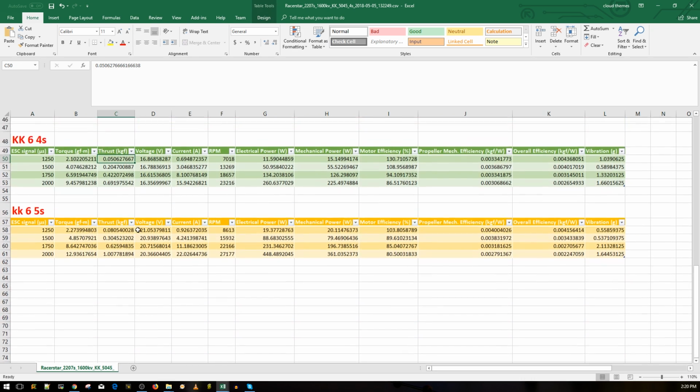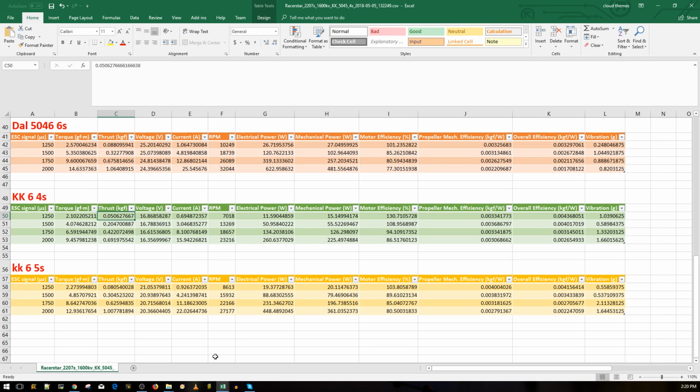And now the 6-inch propellers, and this is on a 4S. I don't know where the 6S lipo test went, but I'll find it, or I'll just redo it when we do the shootout. If we take a look here on a 4S, we got basically 700 grams of thrust at around 15 amps of current, which is pretty good, pretty nice to see.